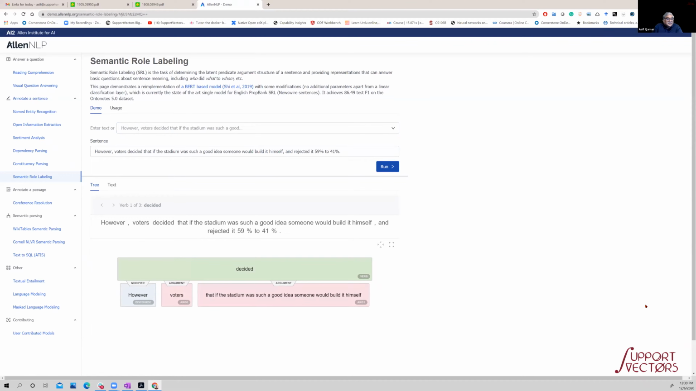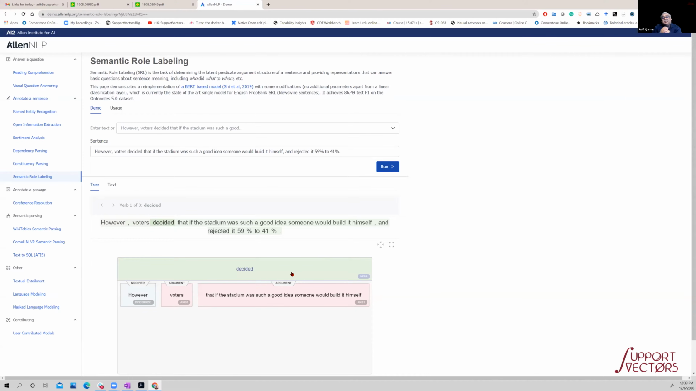Let's take this sentence. However, voters decided that if the stadium was such a good idea, someone would build it himself, and rejected it 59% to 41%. So obviously, whichever city it is, the voters don't seem to like the idea of paying for a stadium. Let's see what happens when you do that. Look here. You can see that it picked up the verb decided.